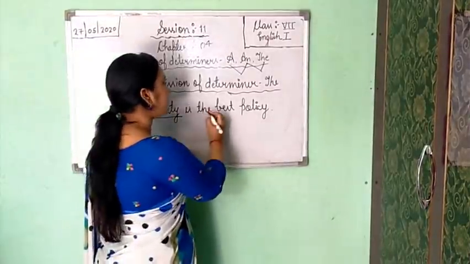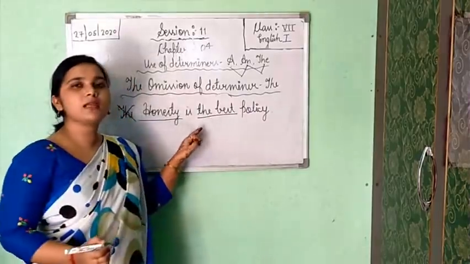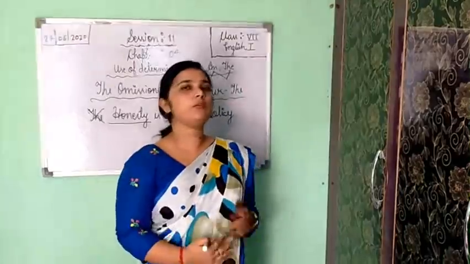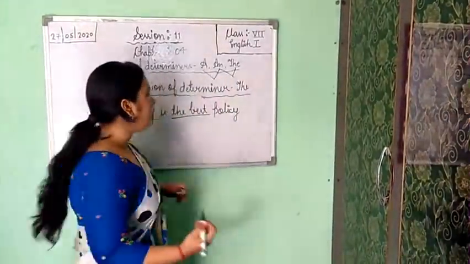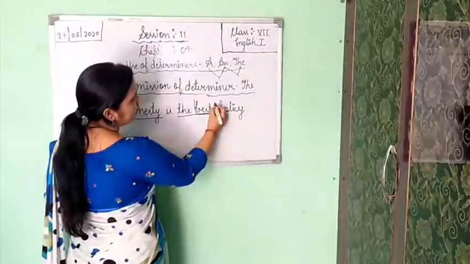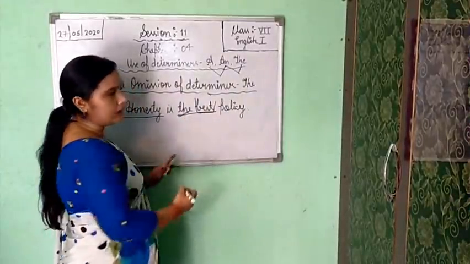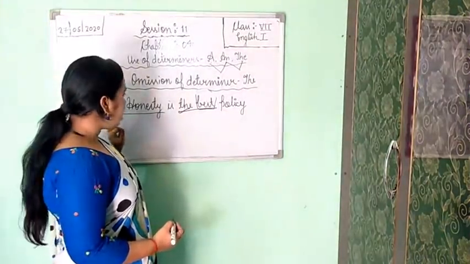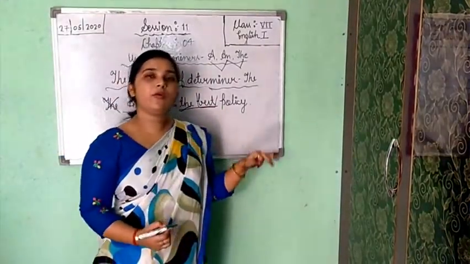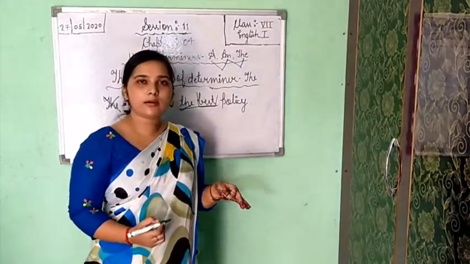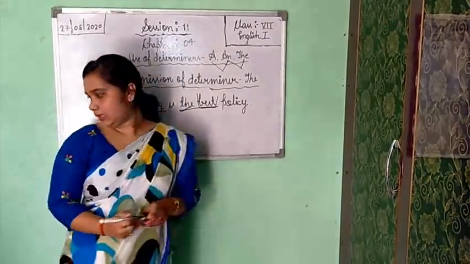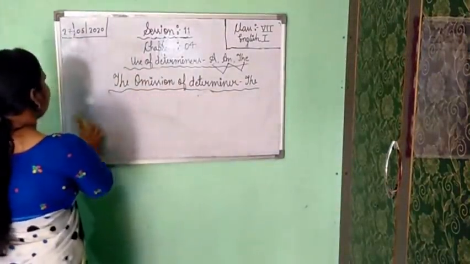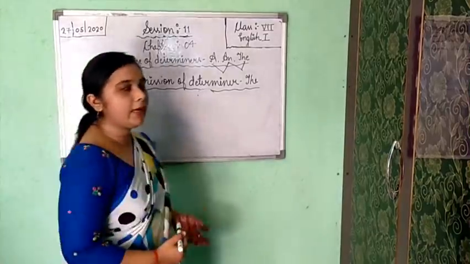Now see again, honesty is the best policy. Before best, we have seen the. I have told you, if you are getting a superlative degree, then before the superlative degree you will apply the determiner the. That is why best is your superlative degree, and that is why we have applied the here. But before honesty you will not apply the determiner the, because before an abstract noun, if it is used in a general way, we will not use the determiner the.